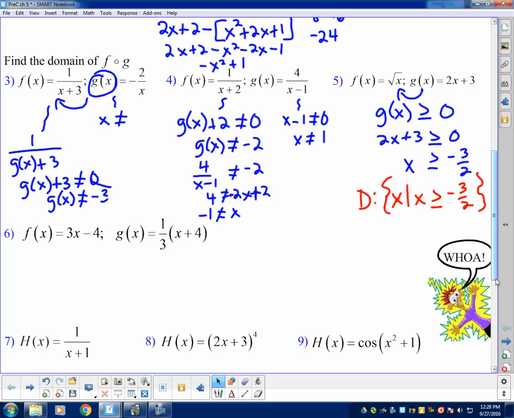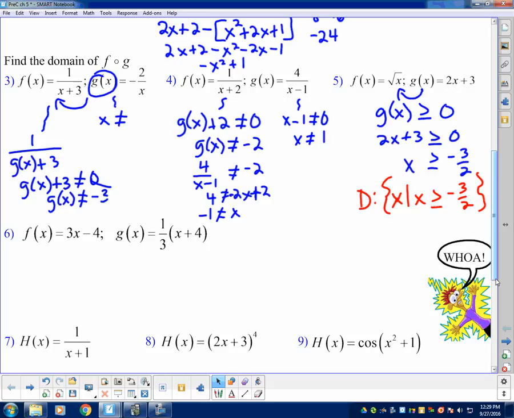So, it says show that f composed with g of x equals g composed with f of x equals x. This is a way to show that functions are inverses of each other. You did do this last time. Remember the process for finding the inverse of a function? You switch the x and y, solve for y.